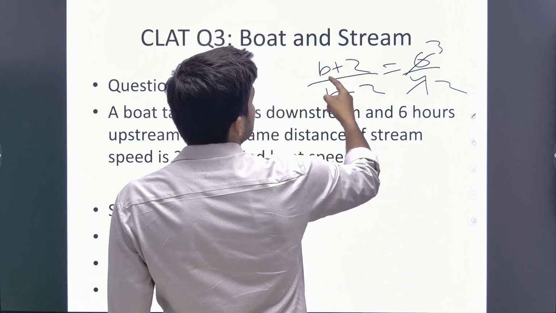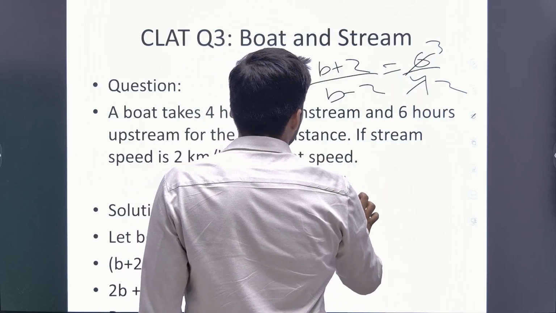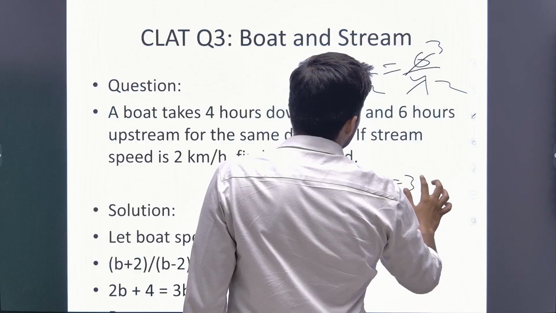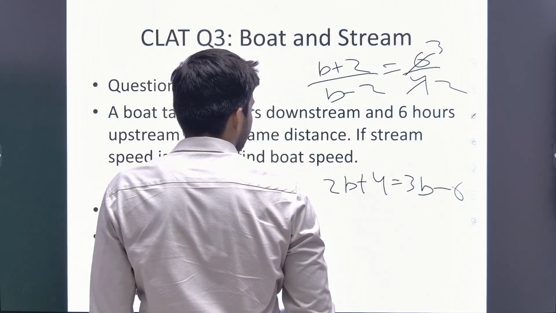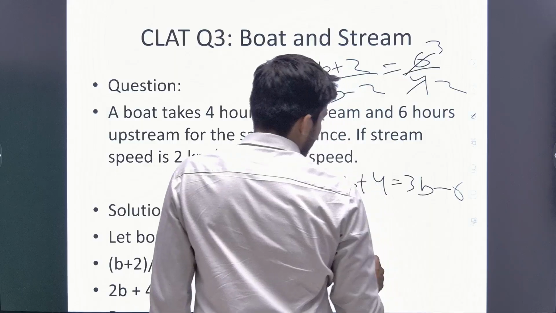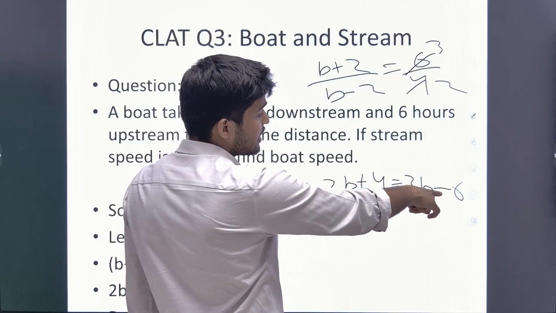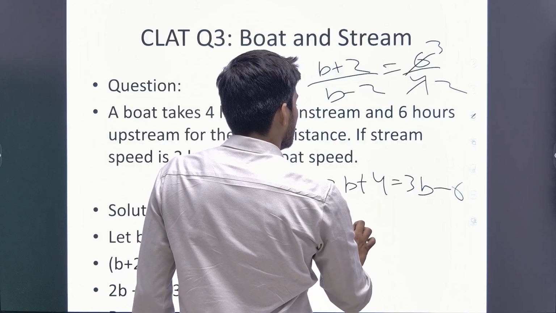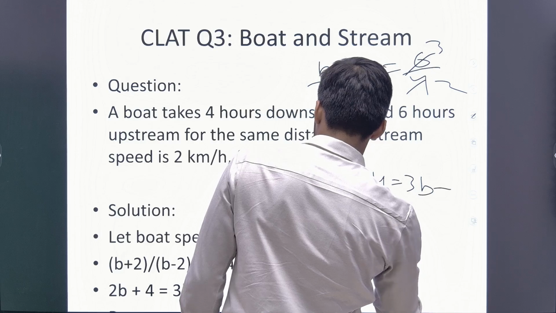Now 2 will go this side and b minus 2 will go here. So this will be 2b plus 4 equals 3b minus 6. Now 2b will go to the right side and minus 6 will come to this side. This will be equal to 10 equals b.